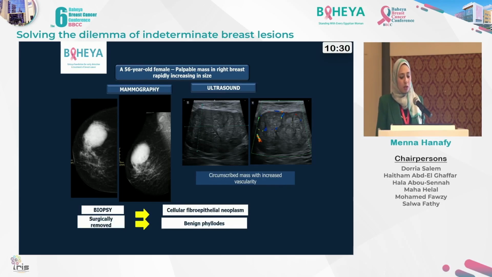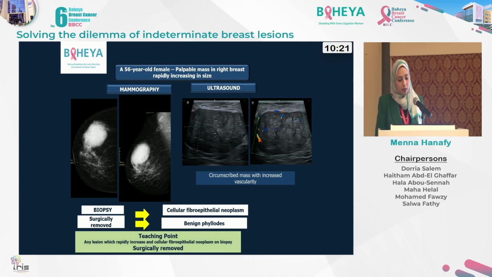Once the pathology result is cellular fibroepithelial neoplasm, there is higher incidence to be benign phyllodes, so it should be surgically removed. Here again, any lesion which rapidly increases, and cellular fibroepithelial neoplasm, should be biopsied and surgically removed.